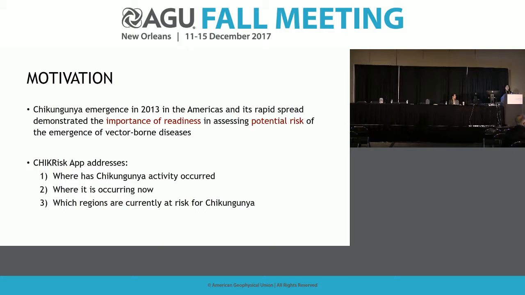Because of this rapid spread of chikungunya in the Americas, it really highlights the importance of readiness in assessing potential risk of vector-borne diseases. This called for a system or framework to monitor vector-borne diseases. To address this issue, we developed our Chikkers app, and we hope that it can monitor chikungunya in a timely manner and address questions such as where has chikungunya activity occurred, where is it occurring now, and which regions are currently or potentially at risk.